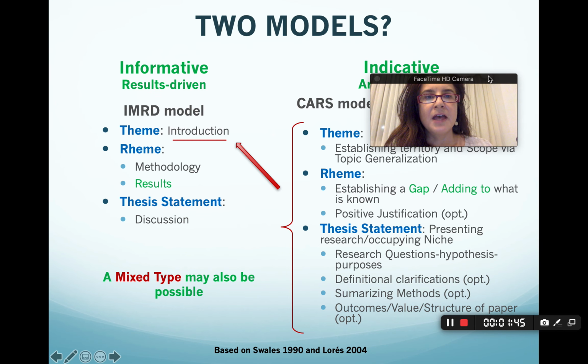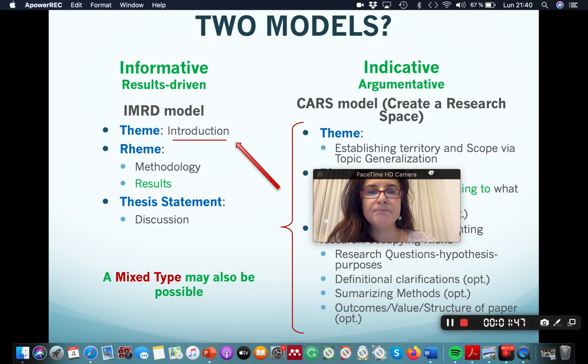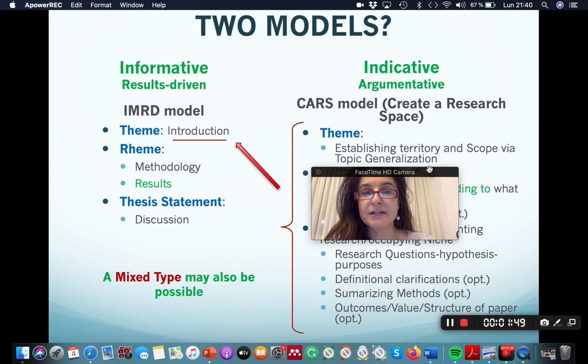Right. As regards types of abstracts, we have two main types. We have the informative, results driven, and indicative or argumentative. The informative is very easy because we are used to that. It follows the IMRD model. So we have the introduction, the methodology, and results, and the discussion.